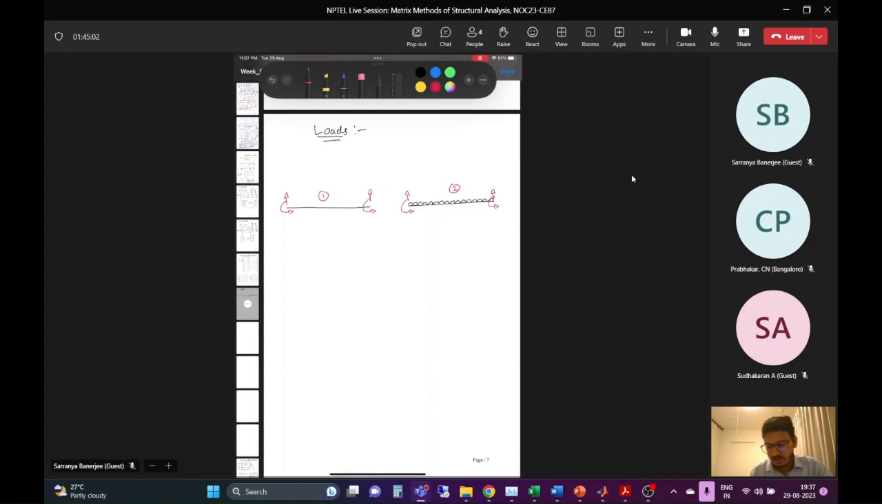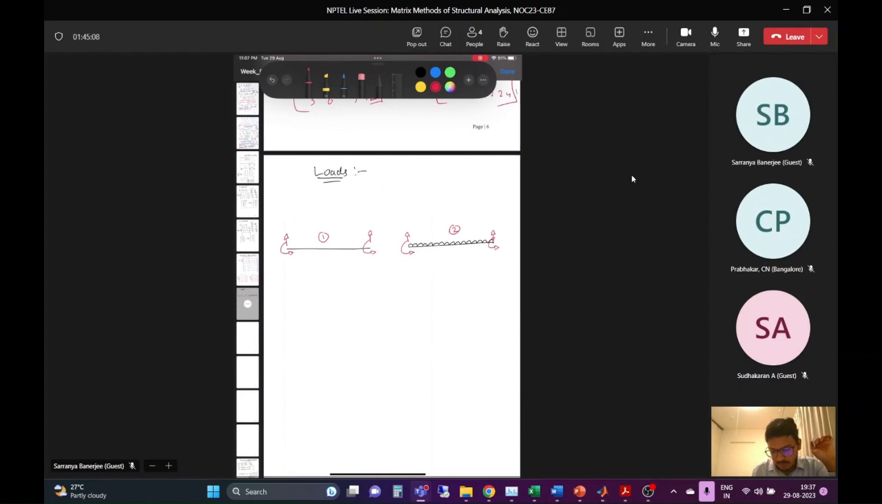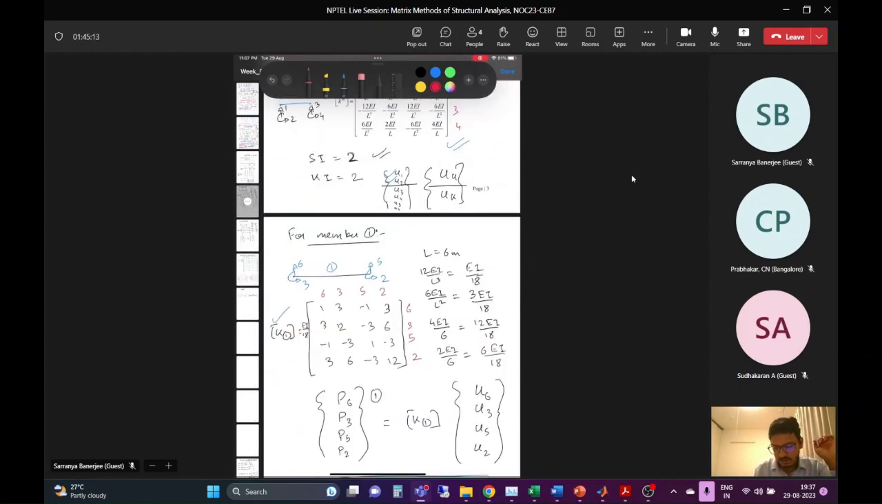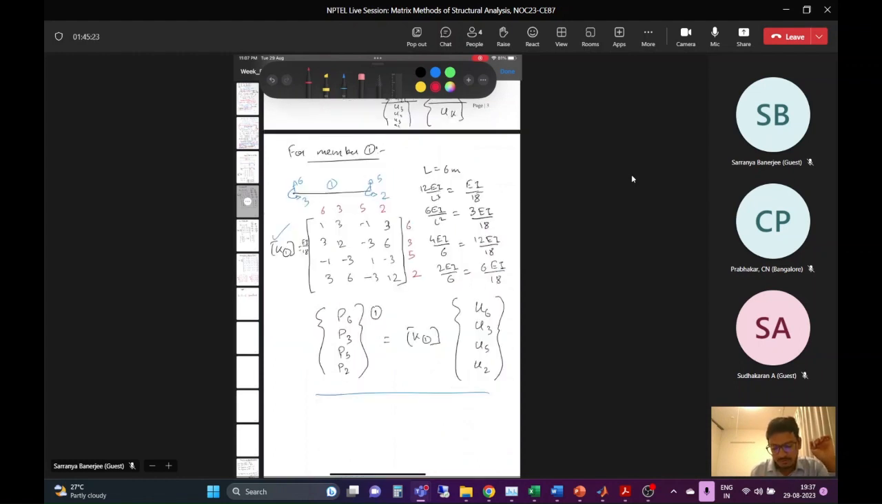So this is member 1, this is member 2. Let us move back to the picture of member 1. This is the member 1 picture, right? Here we have degrees of freedom 6, 3, 5, 2. So now we have written down the equation also, the equation for the member stiffness 1.